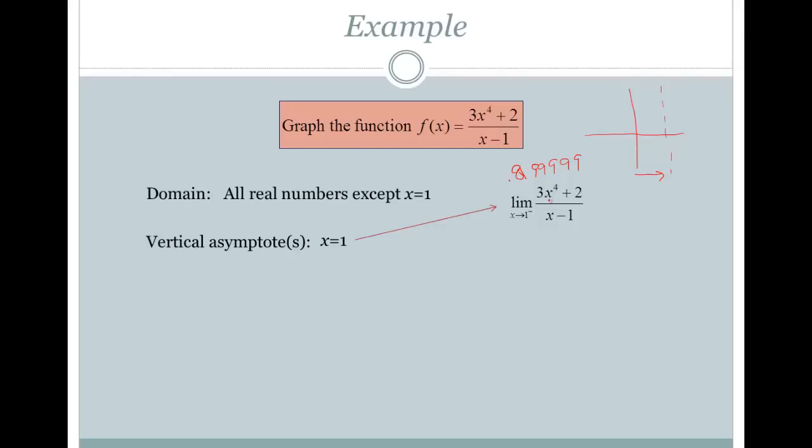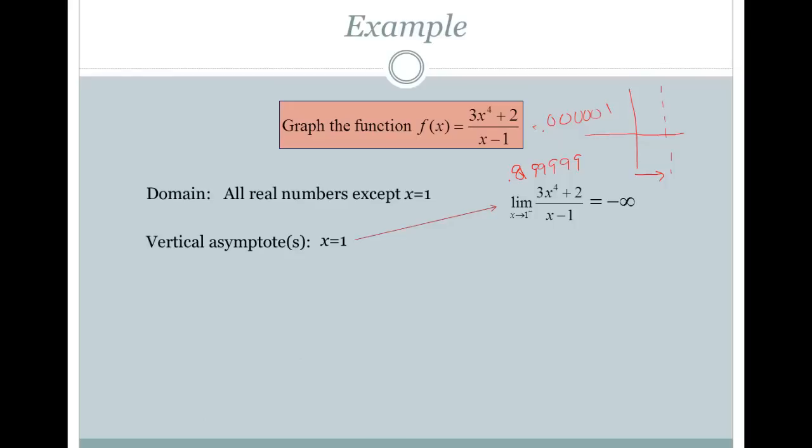The top is always going to be positive because it's an even degree. I'm going to divide it by a really small number, and the bottom is going to be negative because x is a little bit smaller than 1. Minus 1 is going to give me a small negative number, something like negative 0.000001, etc. And that, you should understand, is going to approach negative infinity.